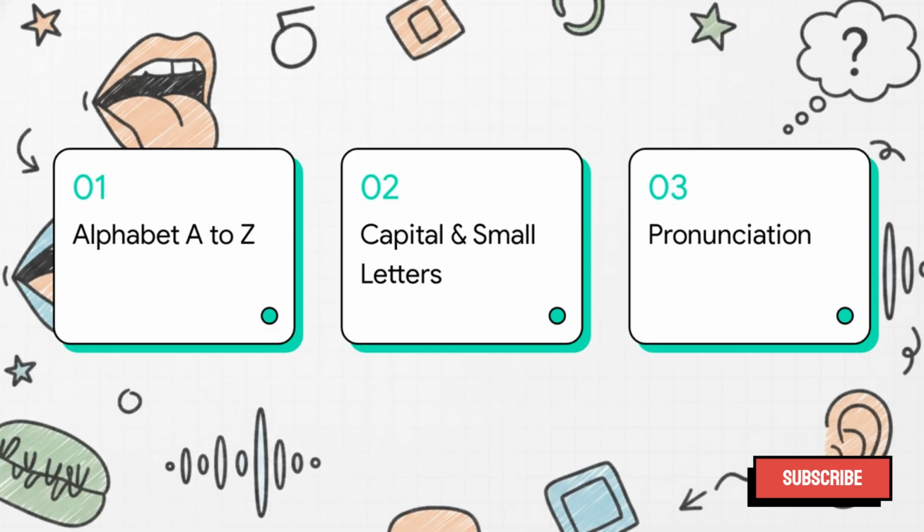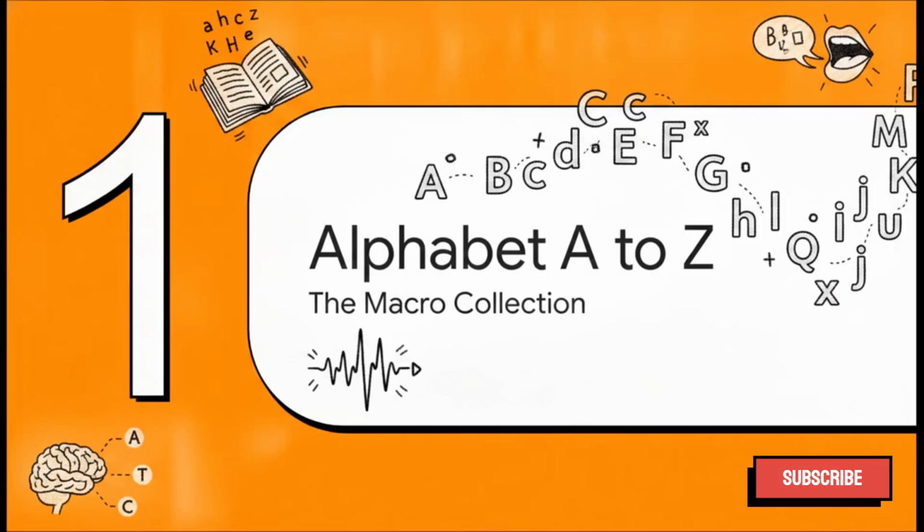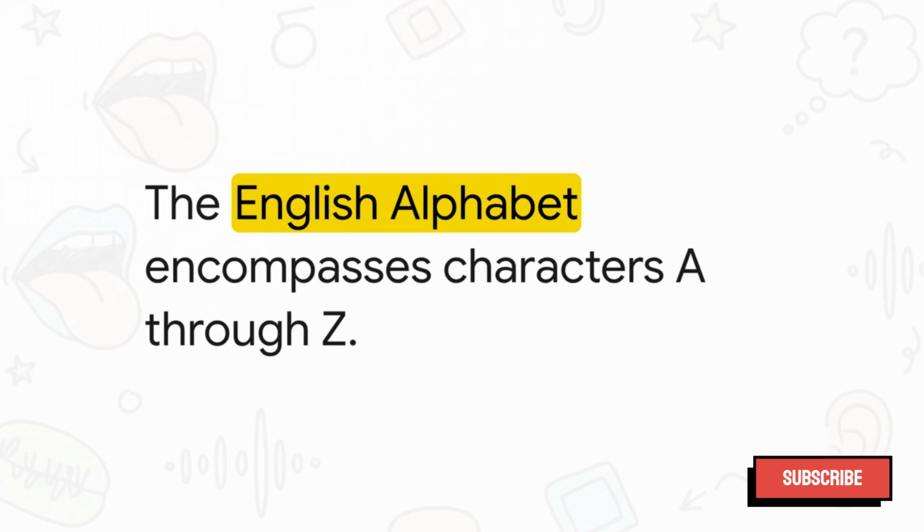Let's get into it. All right, starting with Section 1, the alphabet A to Z, which serves as our macro collection. The source material highlights this closed set of 26 characters as our ultimate starting point. And honestly, it is absolutely fascinating to think about. This finite inventory, which actually derives from ancient Phoenician scripts, is the complete framework from which every single word, every sentence, and every complex thought in the English language is constructed.